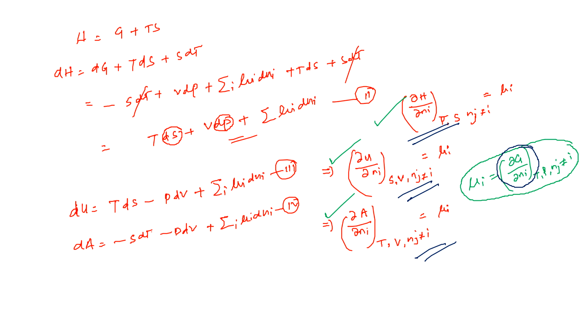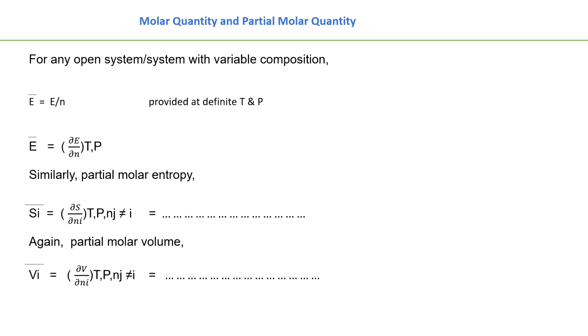So now we are coming to the next topic of discussion, that is the molar quantity and partial molar quantity. Look, for a system of variable composition, number of moles is variable, right? Therefore, it is a common practice to define any extensive property per mole of a substance.